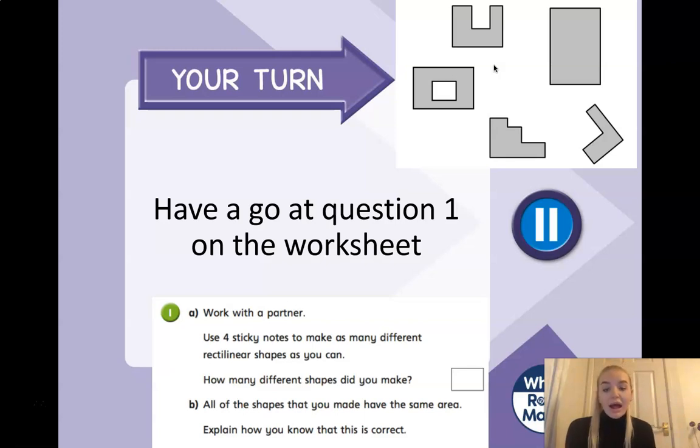creating right angles in the corners, okay? And then answer question A and question B, all right? Pause the video, don't spend too long, spend about 5 minutes and then come back to the video, okay? Have fun.